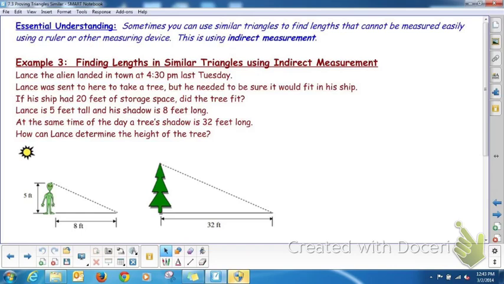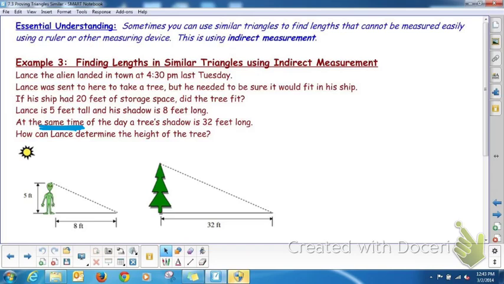Lance is 5 feet tall, and his shadow is 8 feet long. At the same time of the day, now that's the important part of this. They love to use these kinds of questions on MCAS. When the sun is up, it's the same time of the day. Same means similar. The shadow is going to cast a similar angle. So at the same time of the day, a tree shadow is 32 feet long. How can Lance determine the height of the tree?